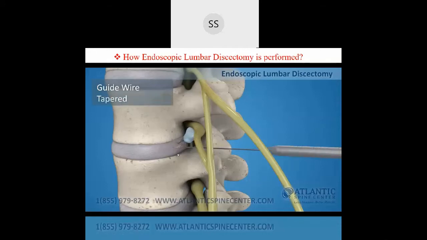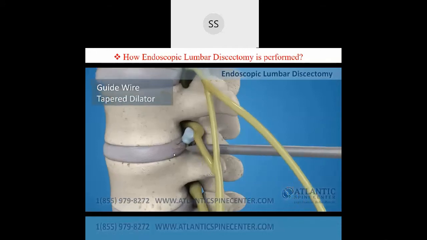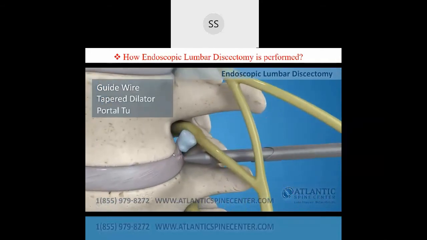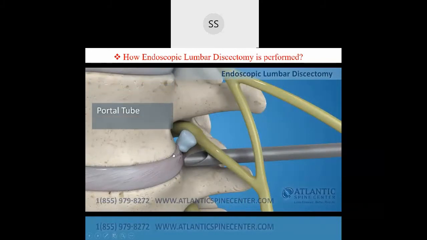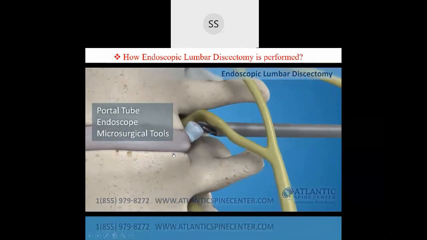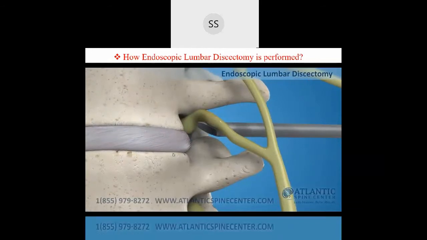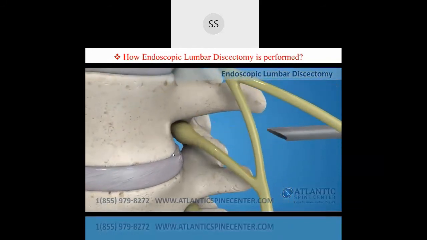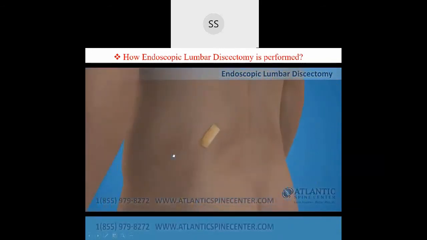A tapered dilator is inserted over the guide wire. A small tube is inserted over the dilator to create a portal to the herniated disc. The endoscope is placed through the tube and the discectomy is performed. Using special instruments, your surgeon can now microsurgically remove the herniation, thereby relieving nerve root compression. The incision is closed with a stitch or two and the procedure is complete.